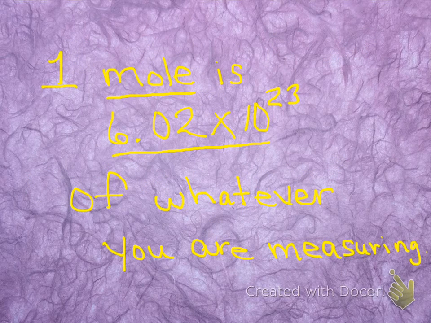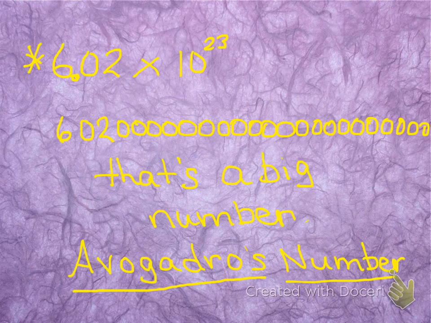Except it's a number that we're not familiar with. A mole of anything, so if I were talking about a mole of apples, is 6.02 times 10 to the 23rd. This is a very important number going forward, one you're going to want to remember. It's 6.02 times 10 to the 23rd of whatever you're measuring.